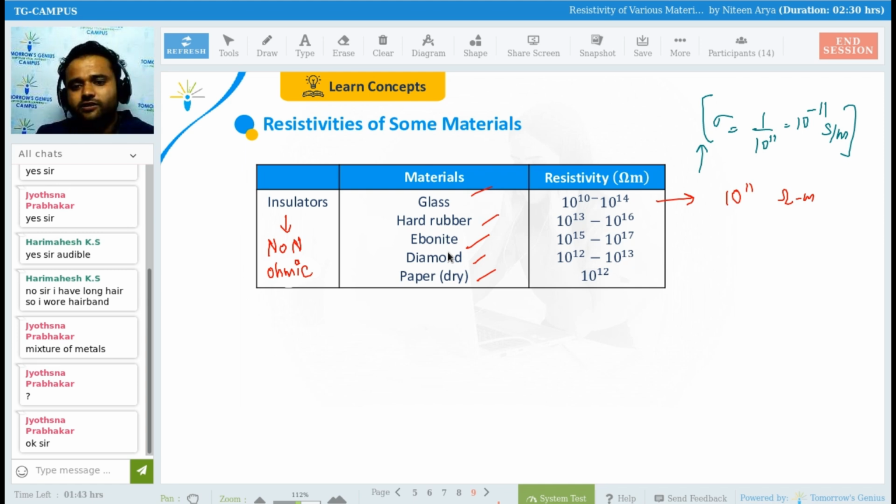More than that, you can reverse the order also. You can tell in the format of resistivity. The resistivity is very, very high. Clear everyone? You can see the range 10 to the power 10 to 14, 13, 16, 15, 17, 12, 13 and 10 to the power 12. Okay. So that is just data, but it is necessary to understand.